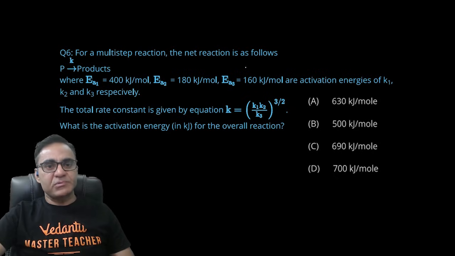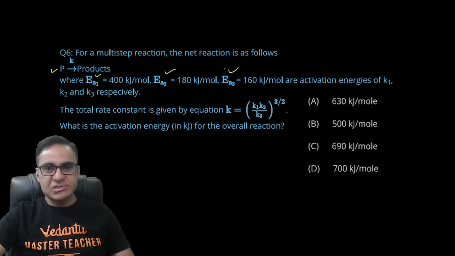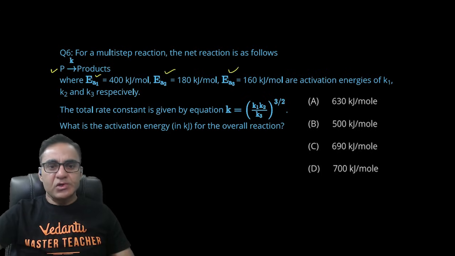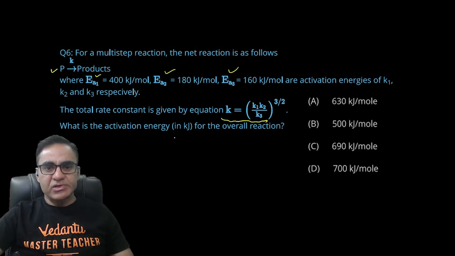This is a question of chemical kinetics for a multi-step reaction. The net reaction is as follows. P changing into product. It has got many steps actually. There are at least three steps given in the question. A1 diya hai, A2 diya hai, A3 diya hai. All three steps have different activation energy and different rate constants K1, K2 and K3. The total rate constant is given by this formula. We need to calculate the activation energy for the overall reaction.